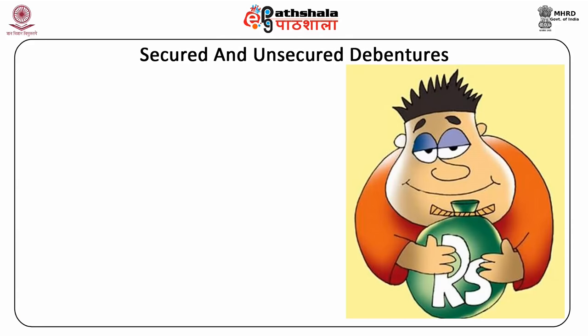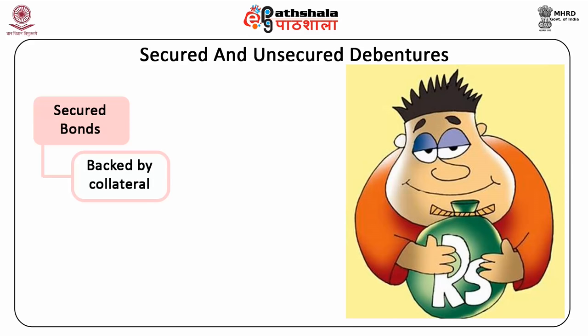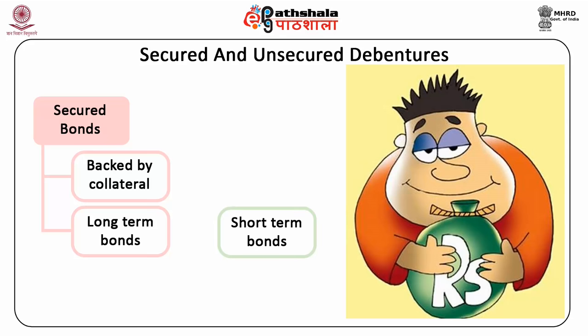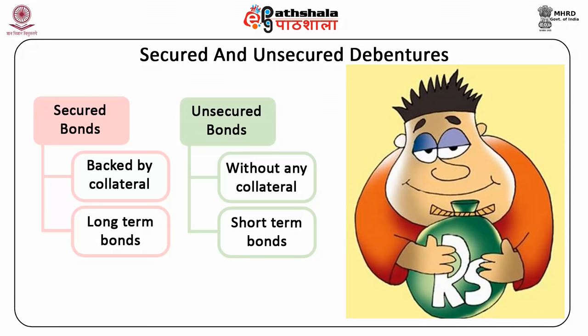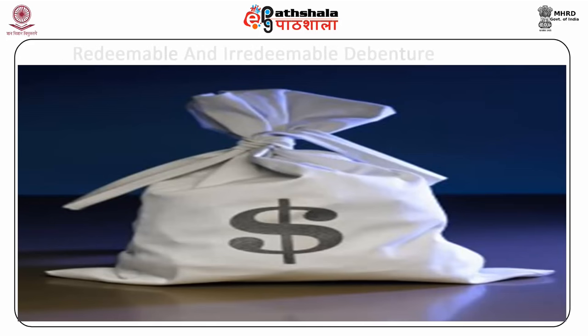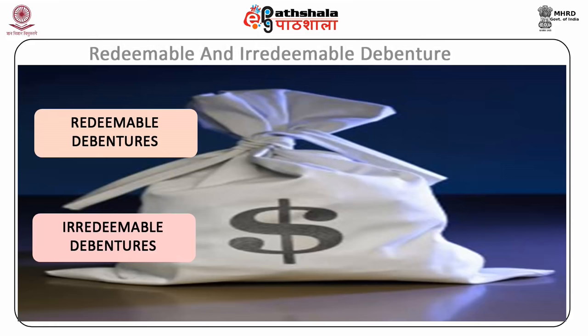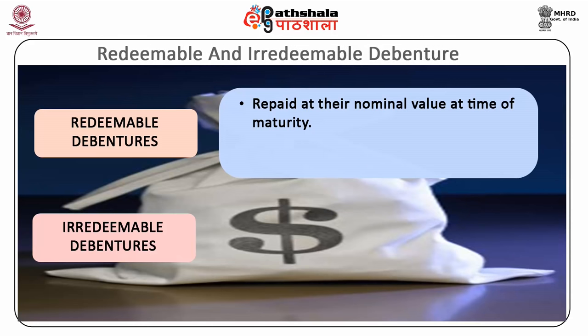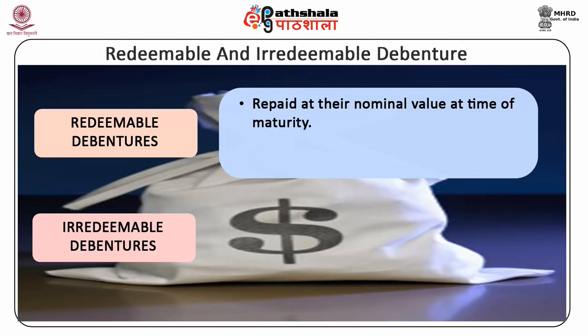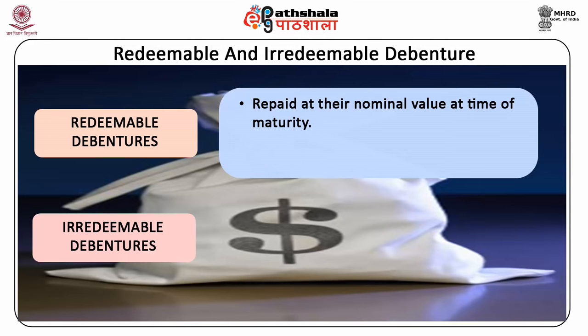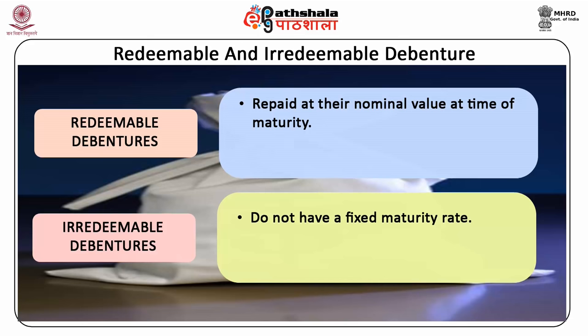Next, we will talk about secured and unsecured debentures. Secured bonds are backed by some collateral, normally the fixed assets of the issuer company. Long-term bonds are normally secured bonds. Short-term bonds with a maturity of less than 18 months are normally issued without any collateral against them and are called unsecured bonds. Now, we will talk about the next category, which is redeemable and irredeemable debentures. In most cases, debentures and bonds are repaid at their nominal value at the time of maturity. They are called redeemable debt instruments. There are certain debt securities which do not have a set maturity date. Such securities are called irredeemable or perpetual securities.